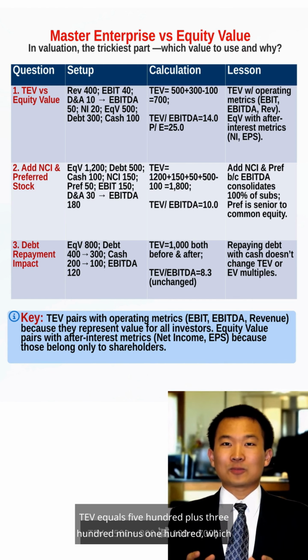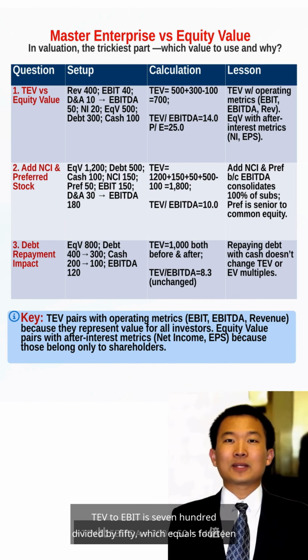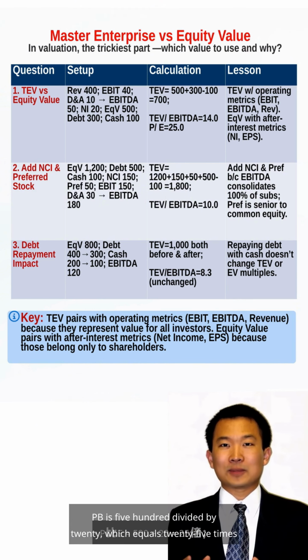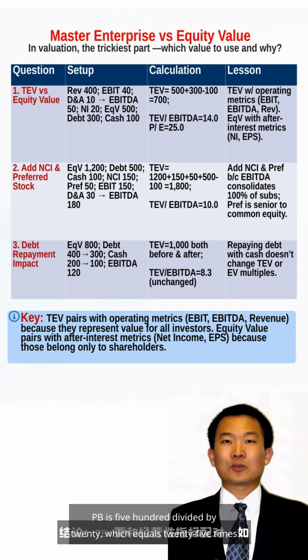TEV equals 500 plus 300 minus 100, which is 700. TEV to EBIT is 700 divided by 50, which equals 14 times. PB is 500 divided by 20, which equals 25 times.